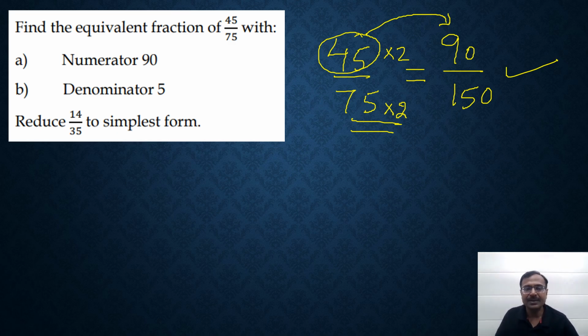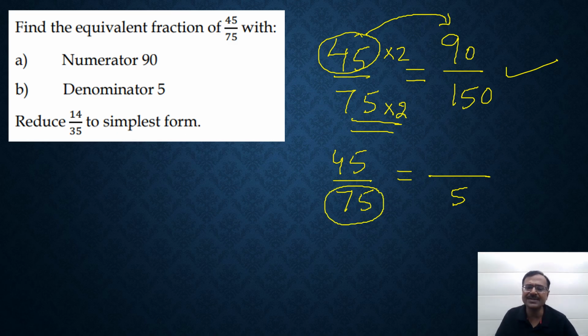Likewise, 45 upon 75 can be reduced to the denominator 5. How do we do that? If you want to convert 75 to 5, you need to divide it by 15, correct? And so I'll divide numerator also by 15. 45 divided by 15 gives me 3, and therefore 3 upon 5 is the equivalent fraction of 45 upon 75 having denominator 5. Look at the next one.